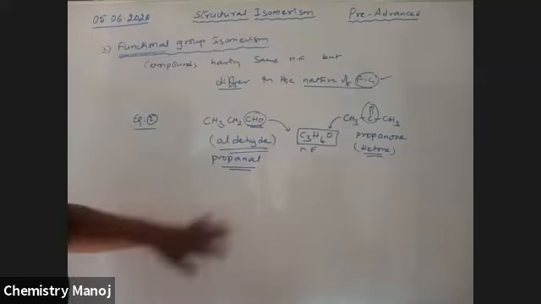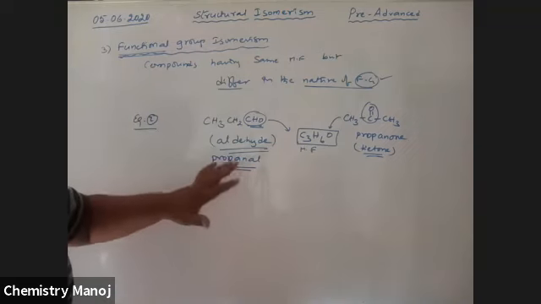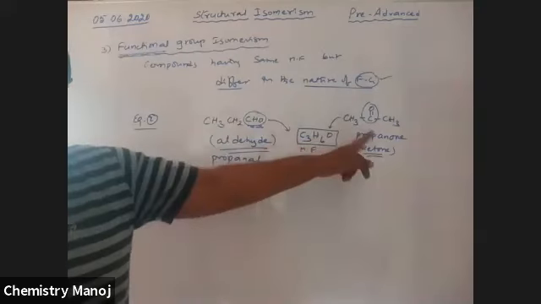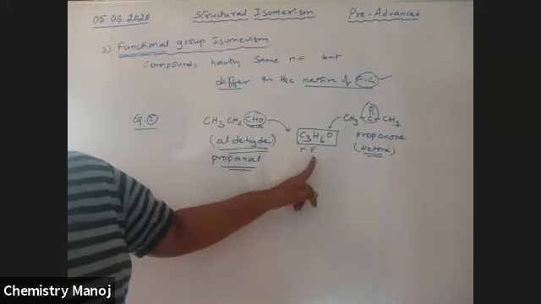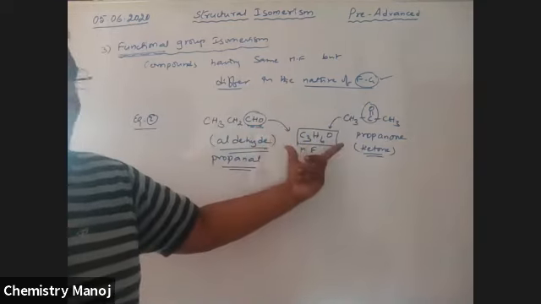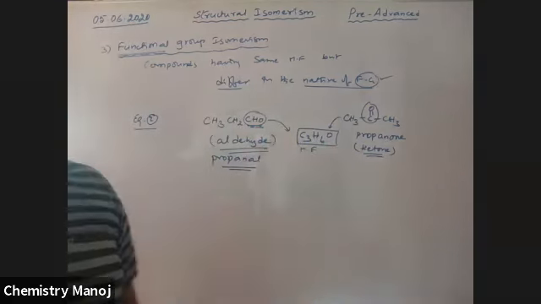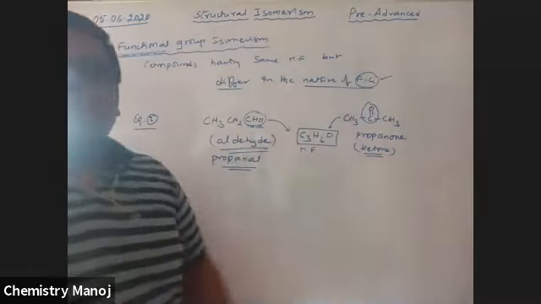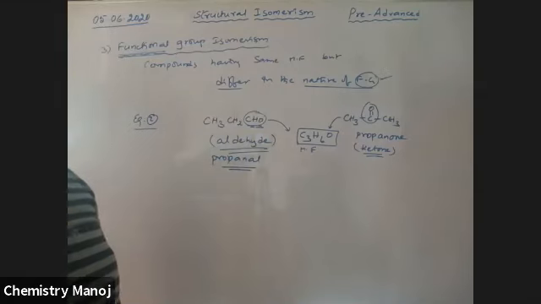So, my dear boys, is this clear? What is the difference here? The functional group is different, but the molecular formula is the same. That is why these are functional isomers and the phenomenon is called functional isomerism. So automatically, if the functional group is different, the physical and chemical properties are entirely different.